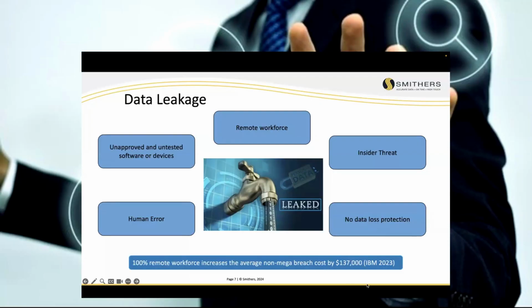We talked about this earlier. This is from the IBM cost of a cybersecurity breach. Basically in 2023, they're about a year out of date. If you're a 100% remote workforce, you're looking at the cost of your breach for non-mega, and this is less than 500,000 records stolen, costing your company about an extra $137,000 on top of the $4.5 to $9 million the breach has already cost. So a 100% remote workforce raises the bar for risk.